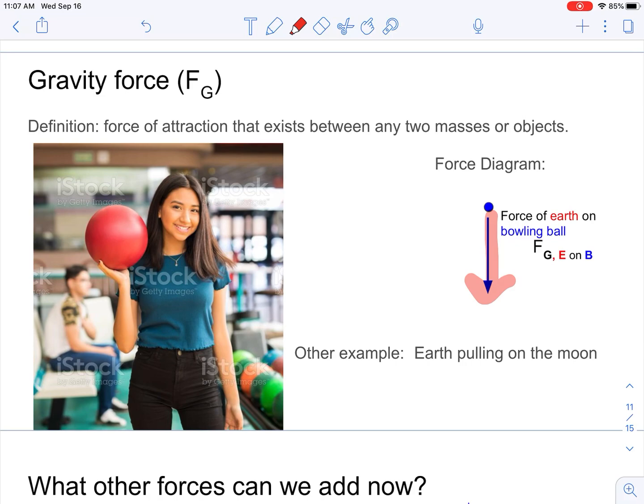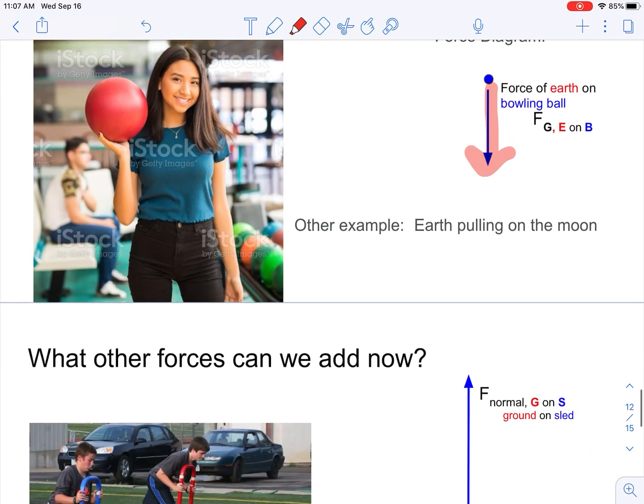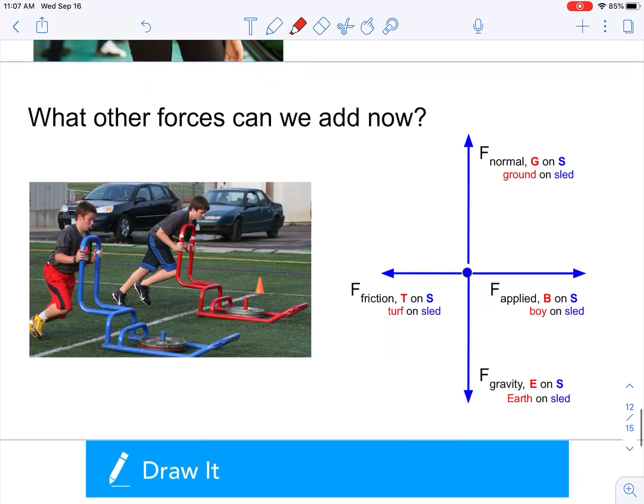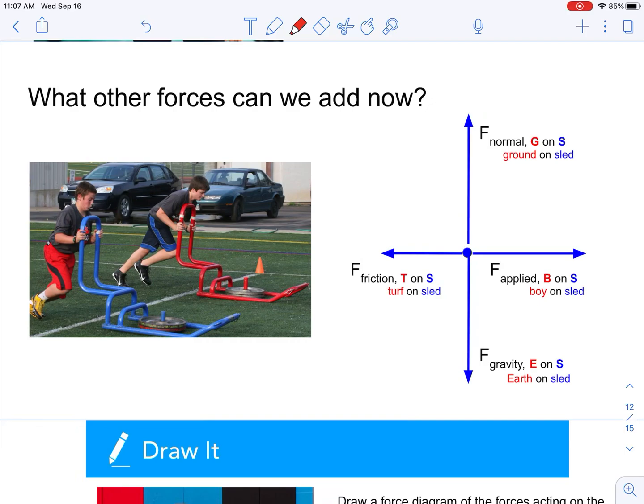Another example would be the Earth pulling on the moon. In a similar way that the Earth is pulling down on that bowling ball, requiring her to hold it so it doesn't fall, the Earth is pulling down on the moon, which is much, much farther away and much, much bigger, but still it's the same type of force, different magnitude. So for the final slide here, going back to the boys pushing the football sled, what other forces can we add now?